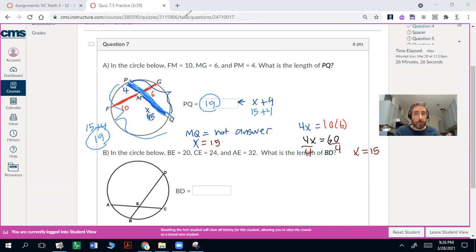Can you do letter B? Try this one on your own. It's very similar to the one right above it. And just like the previous question, I will not go over this one now. So try it on your own, answer it, and you can always check with me in class or whenever if you need to check it.